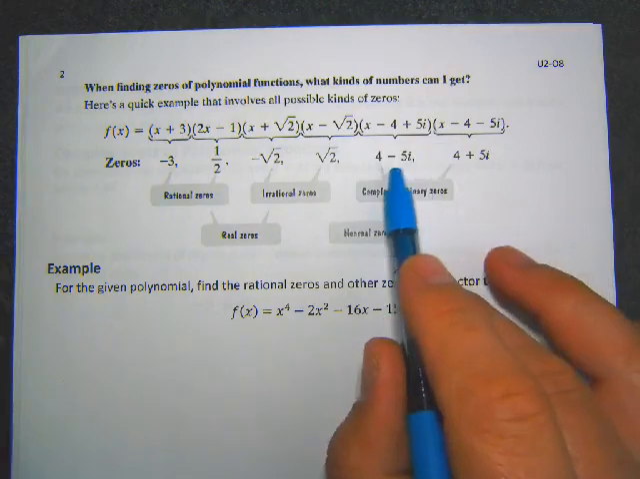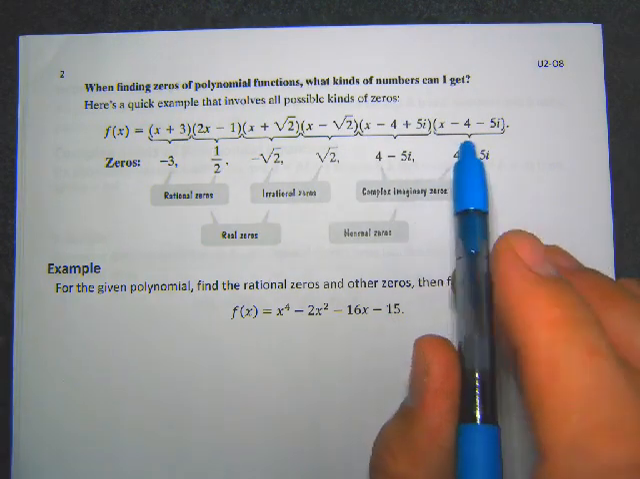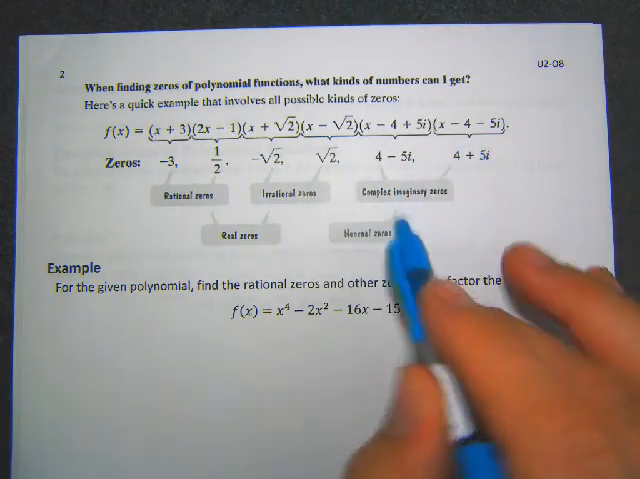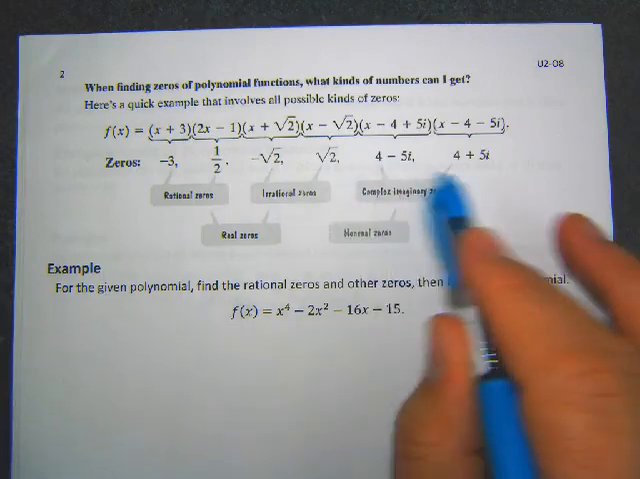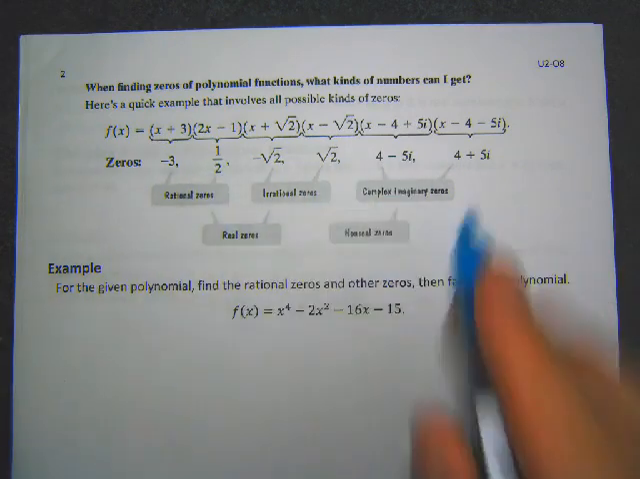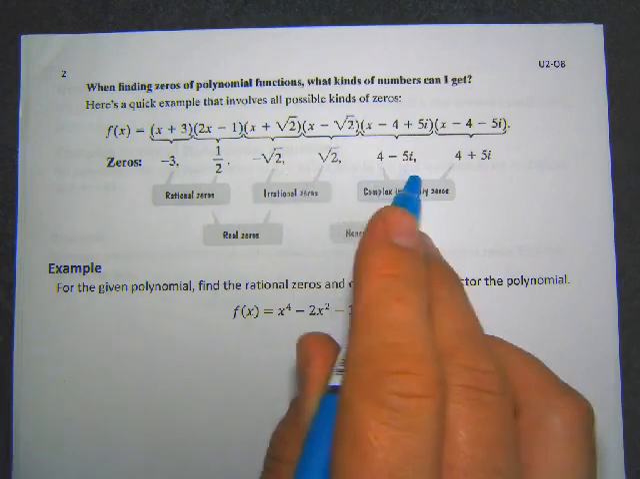The last type are imaginary zeros. And imaginary zeros don't show up on the graph at all. You can't read them off the graph, so they're hard to get. You basically have to use the formula to get them. So these are the different kinds of zeros you can get. You can get rational zeros, or the others, irrational or imaginary.